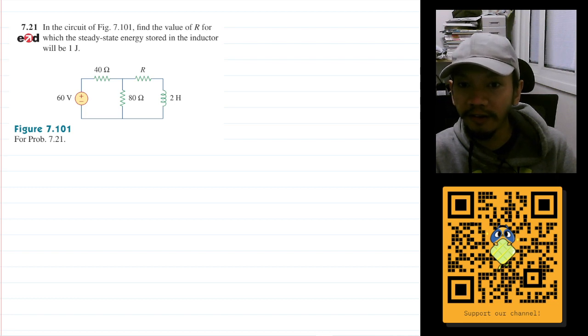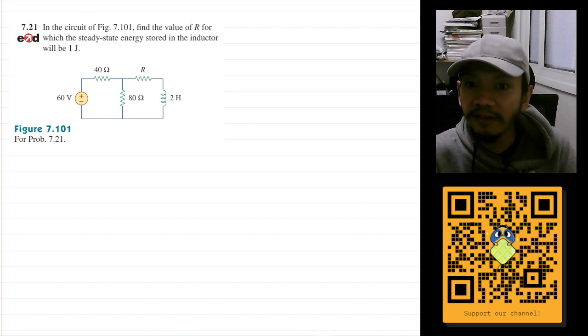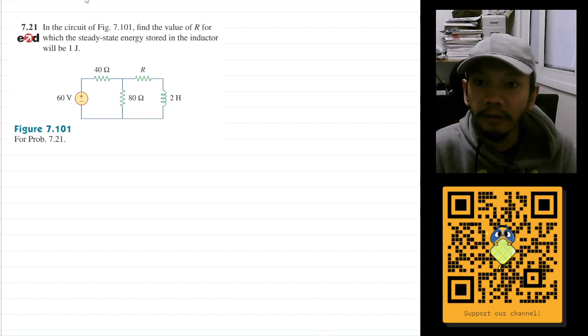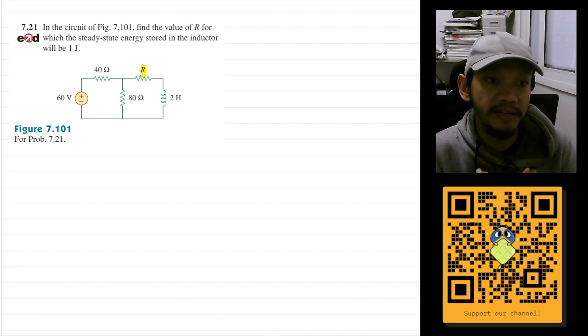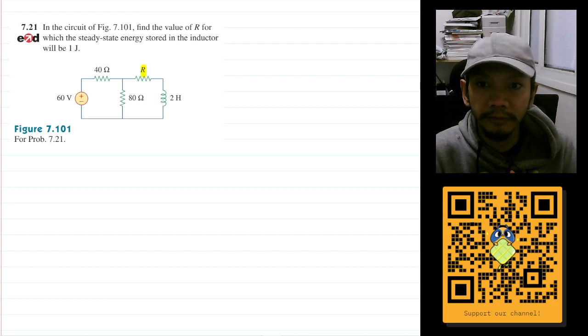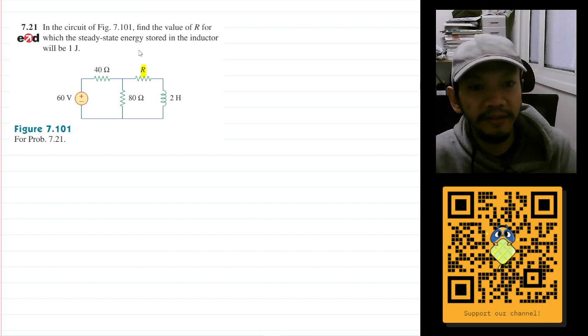So the question is, in the circuit of figure 7.101, find the value R for which the steady state energy stored in the inductor will be 1 joule. Okay, we need to find out the value of this R here. And let's first calculate the current that we need to find here.